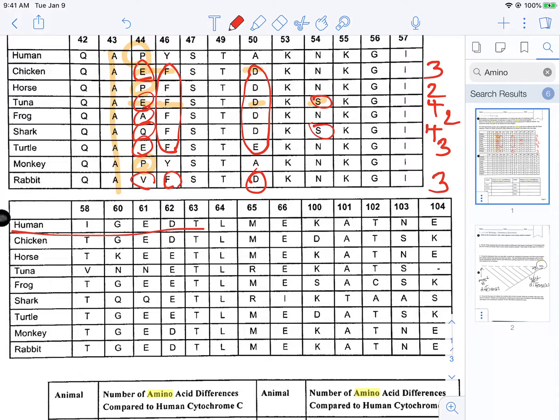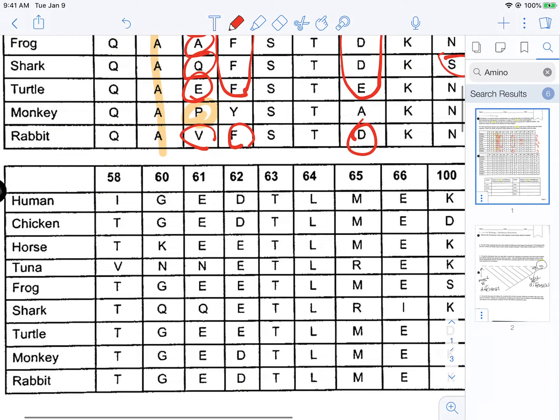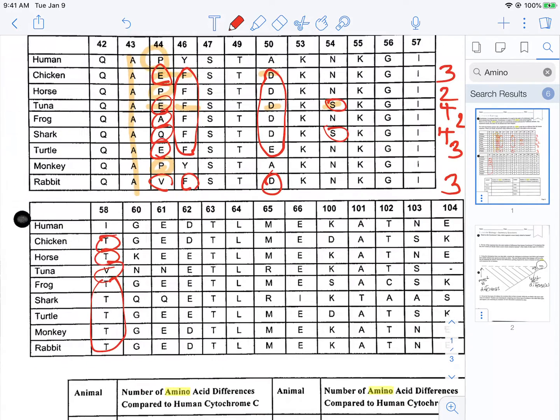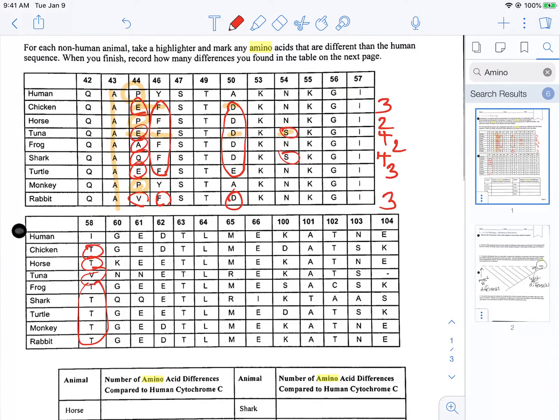So you look at what a human has, and then you just circle the differences for each animal. So anything that's not, for example, an eye in column 58, we're going to circle that. We're going to target that. That's not an eye. That's not an eye. Neither is that. In fact, none of the other ones have eyes. So they're all different from a human. When you get done, you count your totals of differences.